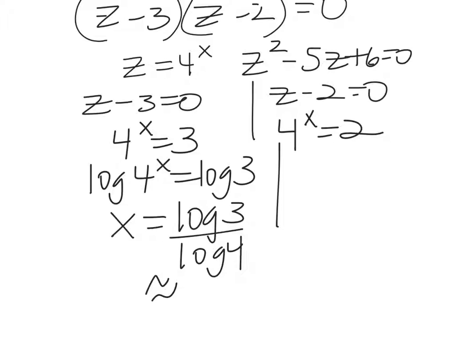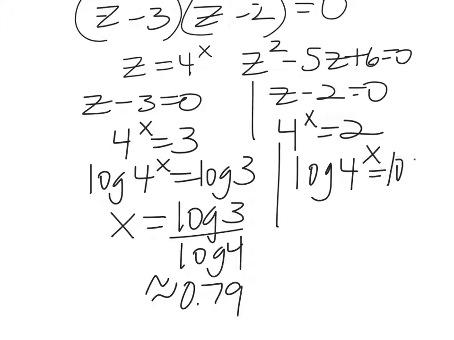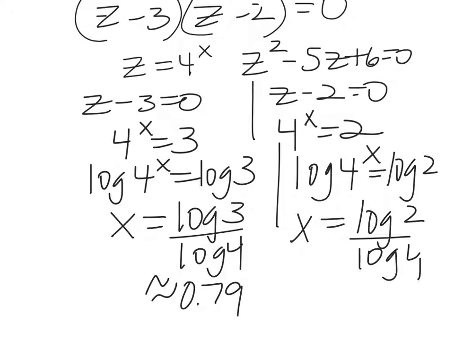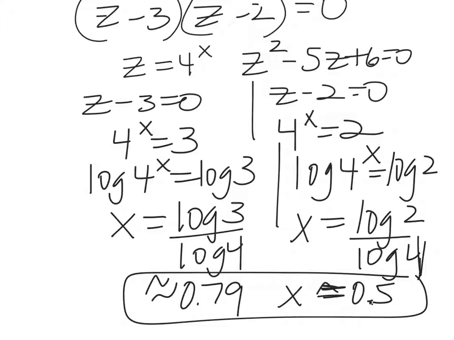It is a lot of work for one problem, huh? 0.79. And over here, same thing. Log both sides. So x would equal log 2 divided by log 4, which is 0.5. And there you go. You get 2 answers for this. That's a pretty decent sized problem, huh?